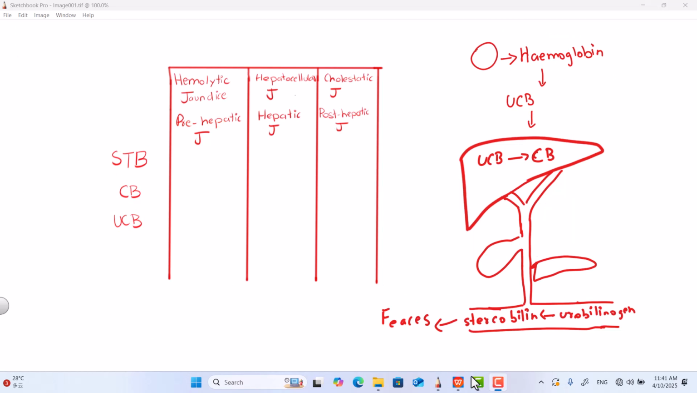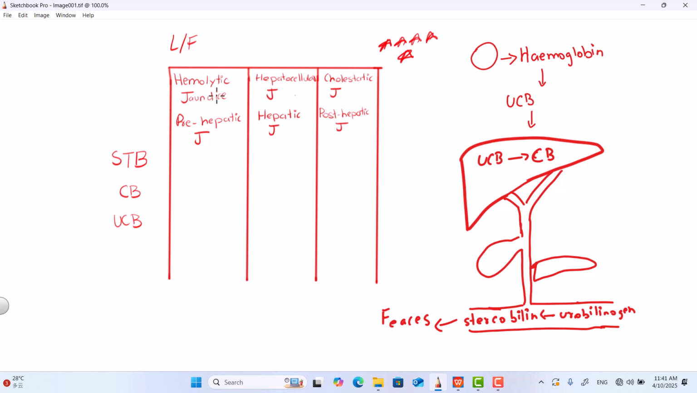Hello everyone, I have decided to make a separate video on the laboratory findings of jaundice because it's a really important topic. It's actually a 5-star topic because if the examiner is going to give you any question from the jaundice topic, it is definitely going to be from this table, the laboratory findings of jaundice. So we will learn it. It's not that difficult if you understand this mechanism.